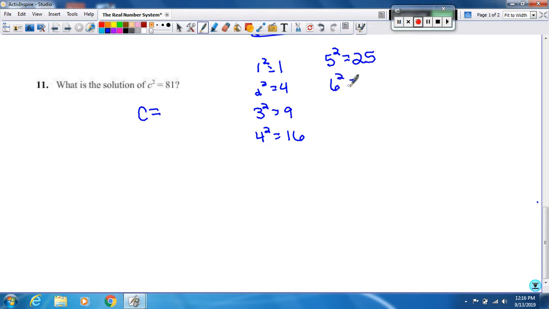6 times 6 is 36. 7 times 7 is 49. 8 times 8 is 64. I almost wrote the wrong one. Sorry about that. And 9 times 9, or 9 squared, is 81, and we have the number. So the number out front is your answer.